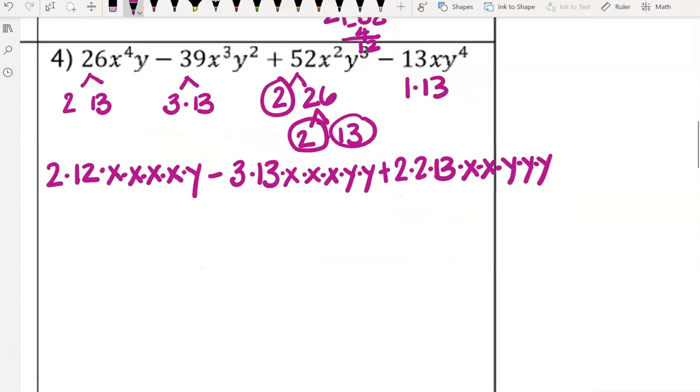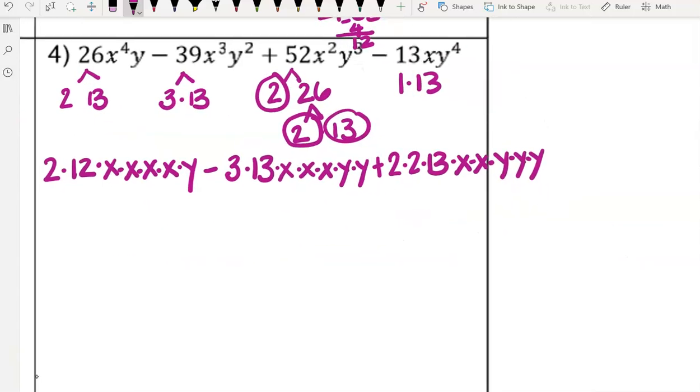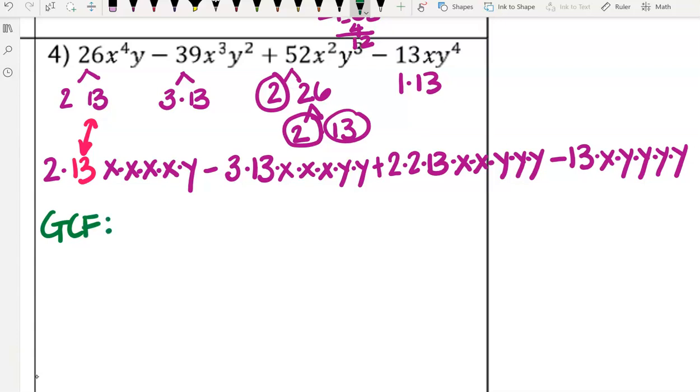Let me pinch it in because I need space. And then 13 is going to be by itself, so minus 13 times x and y to the fourth, we would have 4 of these y's, okay? And eventually we're not going to be able to write all of this out because our exponents will be way too big. So, guys, fix this for me. This is 2 times 13, not 2 times 12. Okay, fix that.